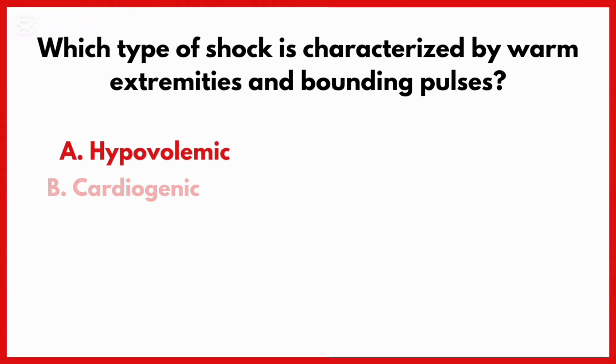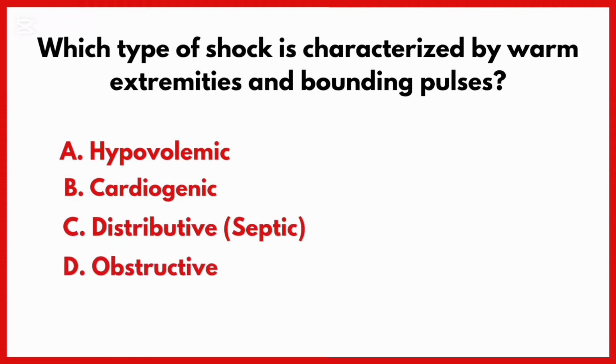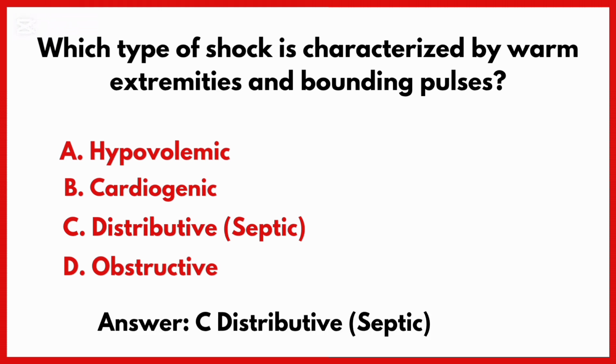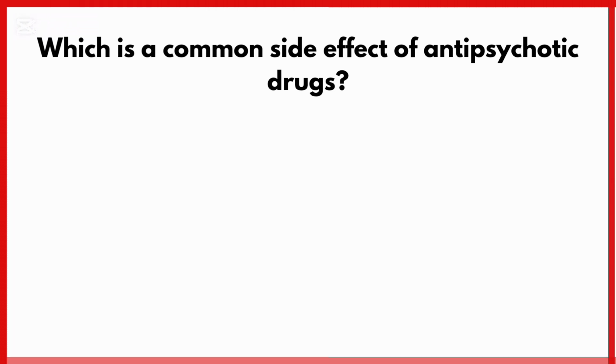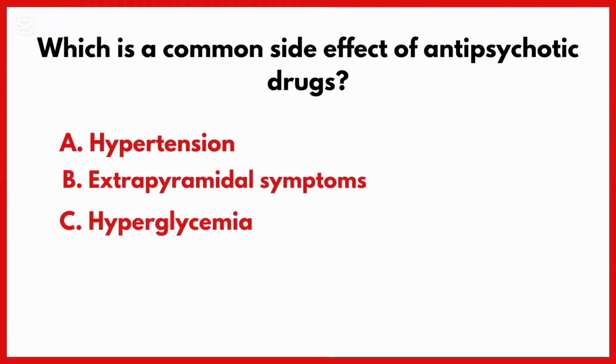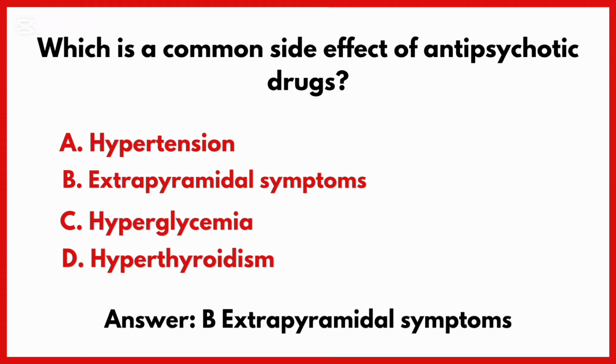Which type of shock is characterized by warm extremities and bounding pulses? Correct answer is option C, distributive. Which is a common side effect of antipsychotic drugs? Correct answer is option B, extrapyramidal symptoms.